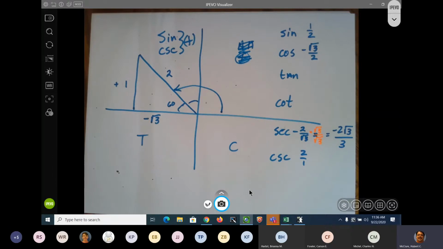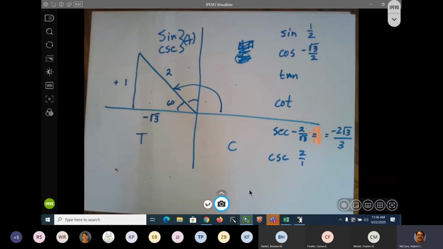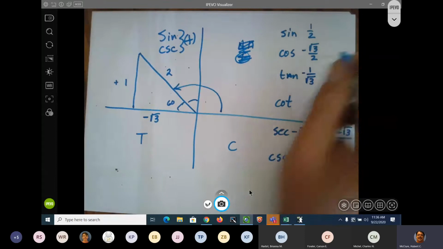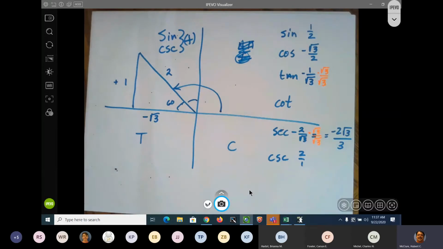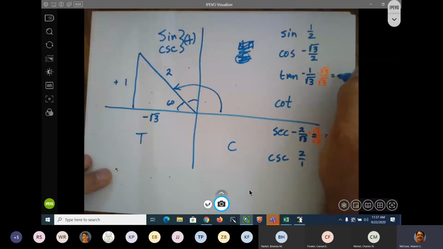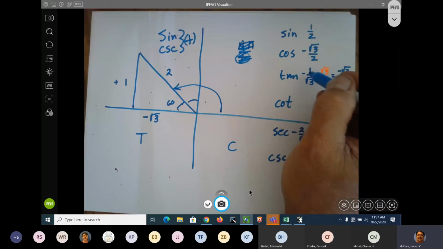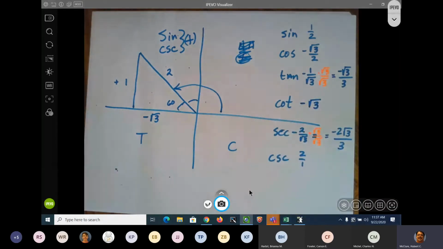Okay, tan. Oscar had a hunk of apple. Negative 1 over the square root of 3, multiplied by the square root of 3 over the square root of 3. And that's going to give us negative square root of 3 over 3. And of course, you flip it. This would be negative square root of 3 over 1, be negative square root of 3. And you're done.